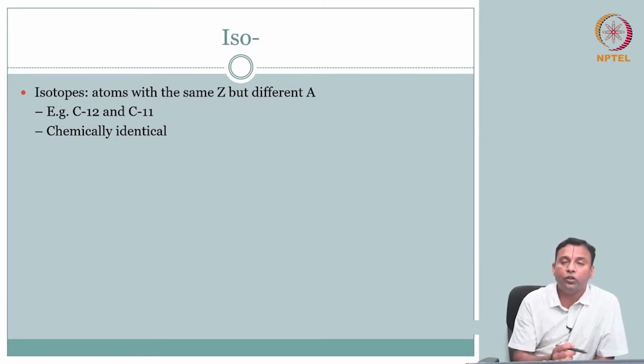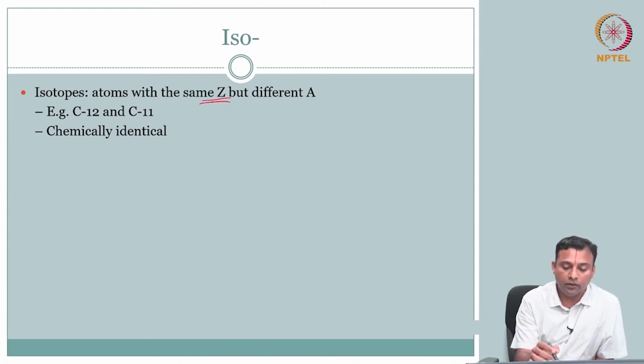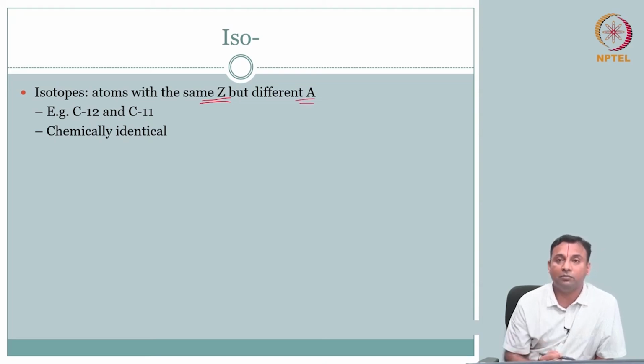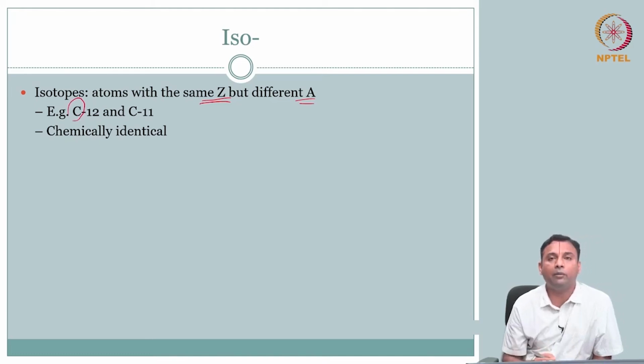So what is an isotope? You have the same atomic number but different mass number. So here for example, right, you have carbon 12 or carbon 11. Carbon is the same element, so chemically identical. Okay. So these are called isotopes.